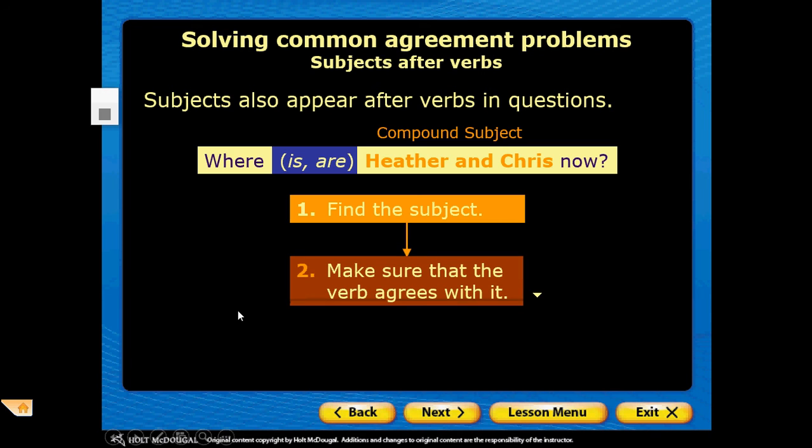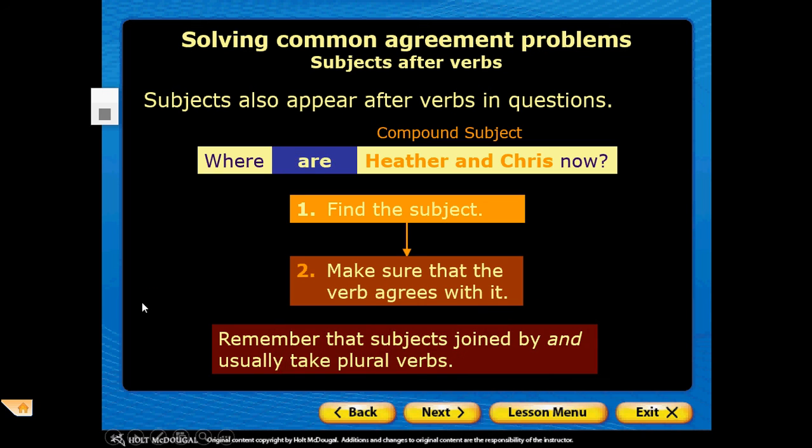So find the subject, Heather and Chris, then decide which verb should go with it. The key to answering such questions is that you decide on the verb before you go ahead and choose the right answer. So this has to be are. Where are Heather and Chris now? Remember that subjects joined by and usually take plural verbs. We said that before.